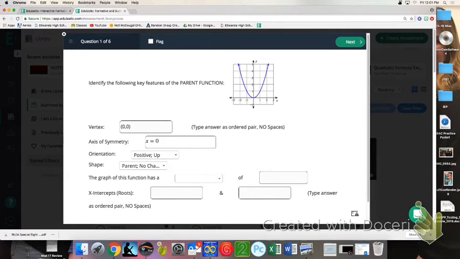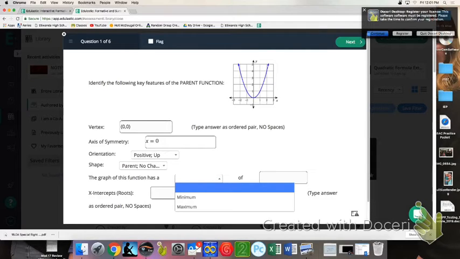Let's see what my next thing is. The graph of this function has minimum, maximum. What does minimum mean to you? A low, right? Minimum is a low. What's a max? A high. Does my graph have a lowest point or a highest point? A lowest point. So I'm going to say that it has a minimum. You follow?